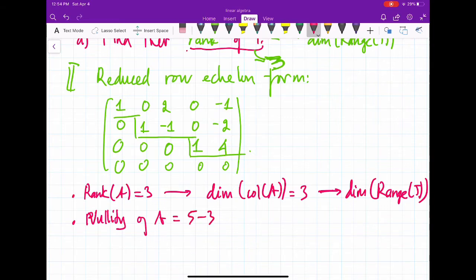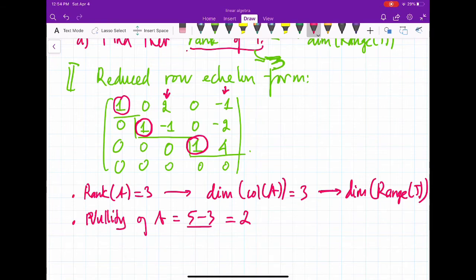Why? Because the matrix A has 5 columns, and we know that the number of columns is equal to the dimension of the column space plus the dimension of the null space of A. So that's why we have this difference, which is 2. And actually, each time you see the reduced row echelon form of a matrix, you can count the number of leading elements right here. That is the rank of A, and you count the other ones. That should be the dimension of the null space of A.